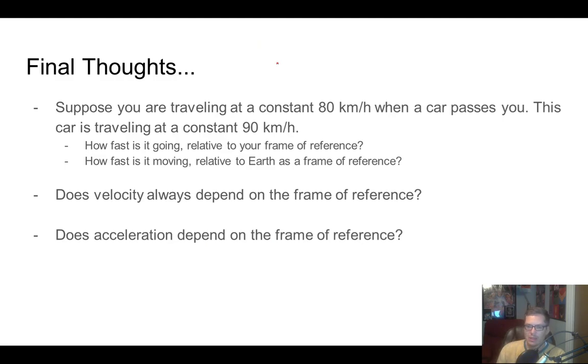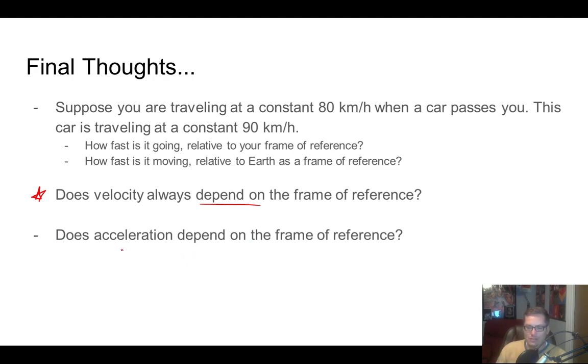All right? So this is kind of what we already talked about earlier. So, two important questions. Does velocity always depend on frame of reference? Well, I hope by now that you understand that it does. Velocity always depends on the frame of reference, unless you're talking about the speed of light, and then life gets more exciting. But for normal movement, non-electromagnetic radiation, velocity always depends on the frame of reference.